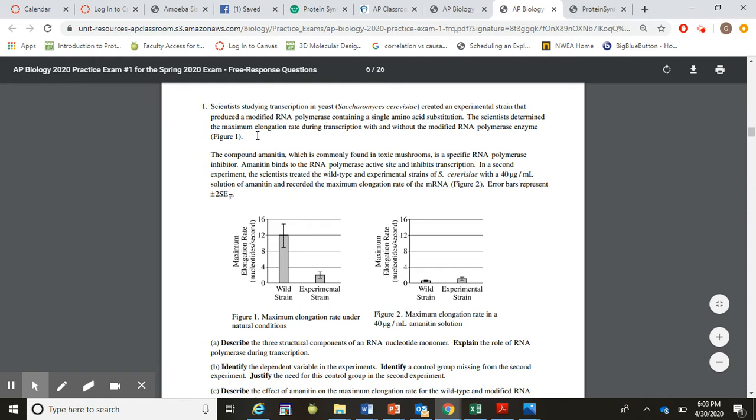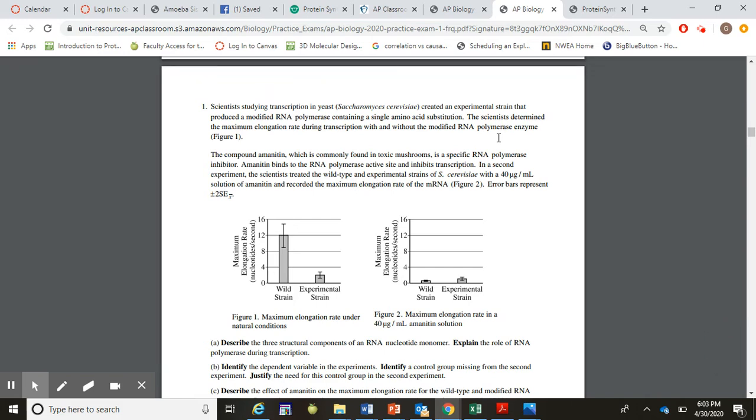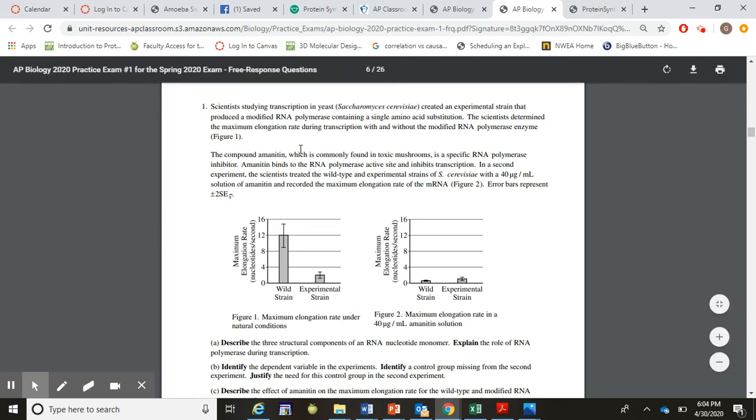The scientists determined the maximum elongation rate during transcription with and without the modified RNA polymerase. So now that we've modified this RNA polymerase, how effective is it at converting DNA to messenger RNA? And remember, we have initiation, where it binds to the promoter region, elongation, where it actually creates the messenger RNA, and termination, where it stops. So the maximum rate at which it's creating messenger RNA is the elongation. If we look right here, we have our wild strain and our experimental strain. This is the one with the modified RNA polymerase, and we're looking at the maximum elongation rate.